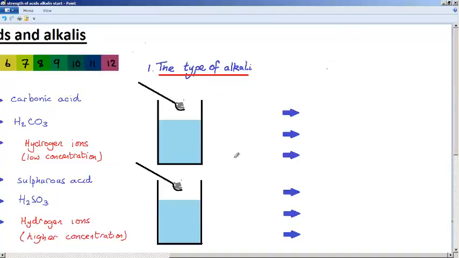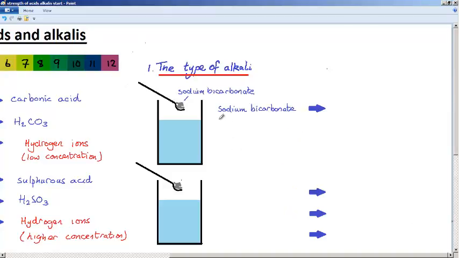Now likewise, the pH of an alkaline solution depends on the type of alkali that's added to the solution. So for example, in this case we have sodium bicarbonate. Now sodium bicarbonate is also known as baking powder. So you can find this in your kitchen. When you add sodium bicarbonate to water, and you can try this in your kitchen, you'll find that it is only partially soluble. So even after some stirring, there will still remain some bicarbonate at the bottom of the beaker or glass.